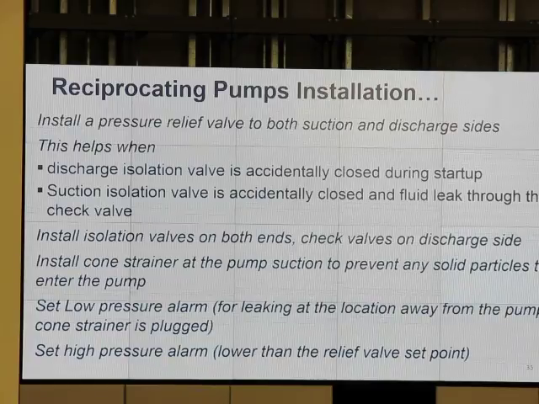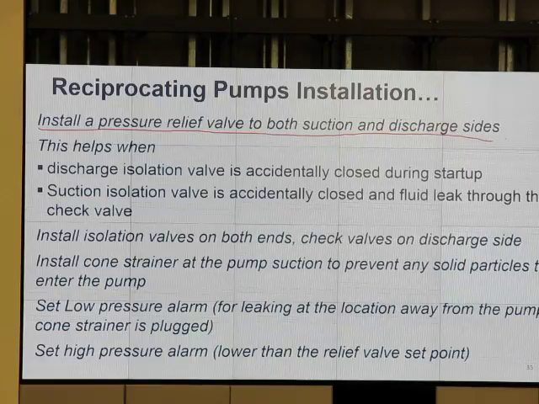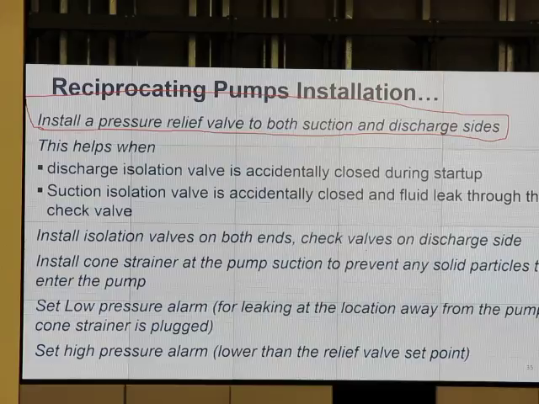Reciprocating pump. Look at this one. Install pressure relief valve to both suction and discharge side. Okay, done for this line. Make sure that you know that a relief valve is needed for both suction and discharge side.